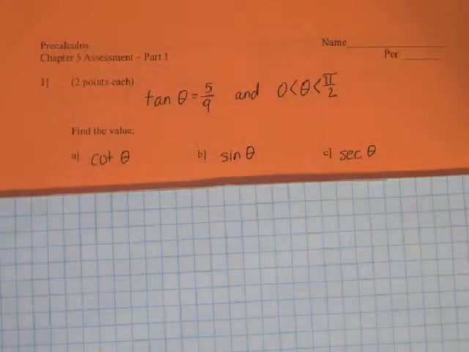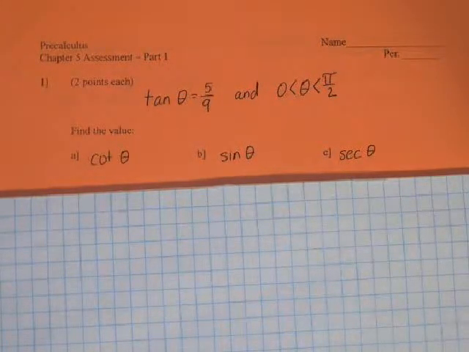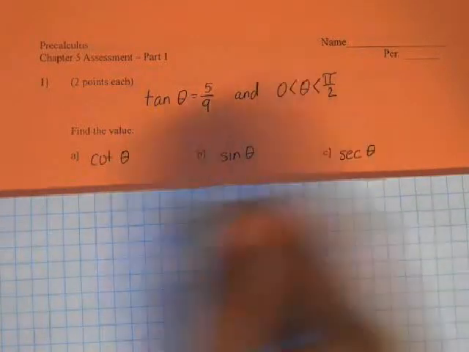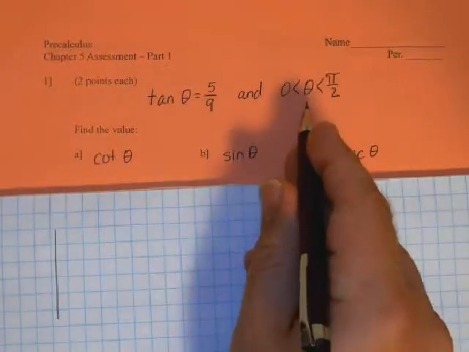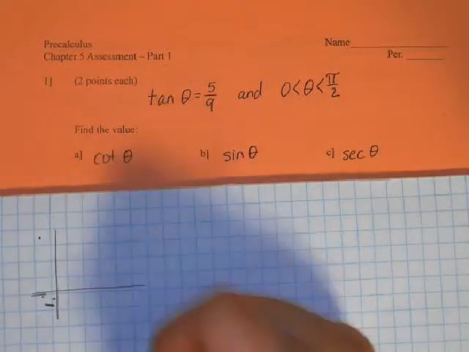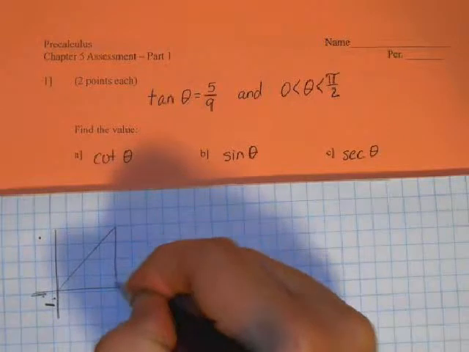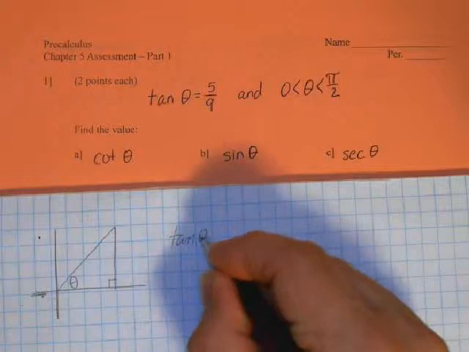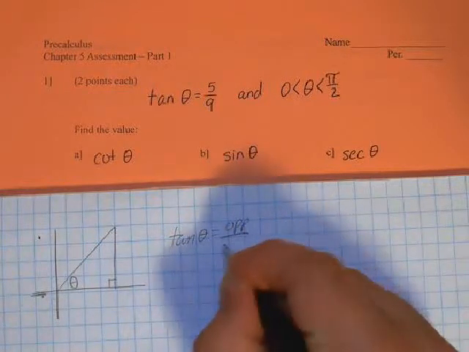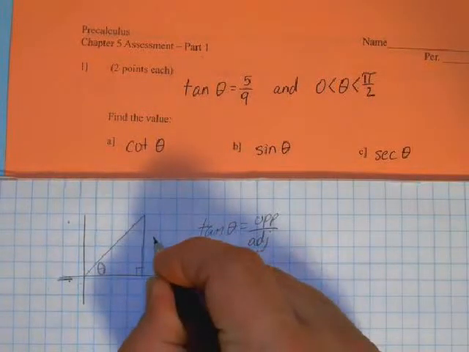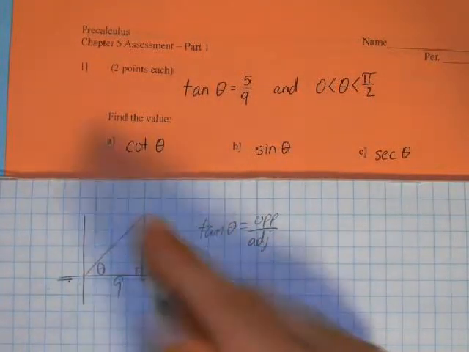For number 1, you were given tangent of an angle and you were to find 3 other of the trig functions, and this is similar to what we did in Chapter 4. So the best idea is to make a picture. This tells us that we're in the first quadrant. Draw a triangle. There's theta. We know that tangent is opposite over adjacent, so we can go ahead and label that 5 and 9.